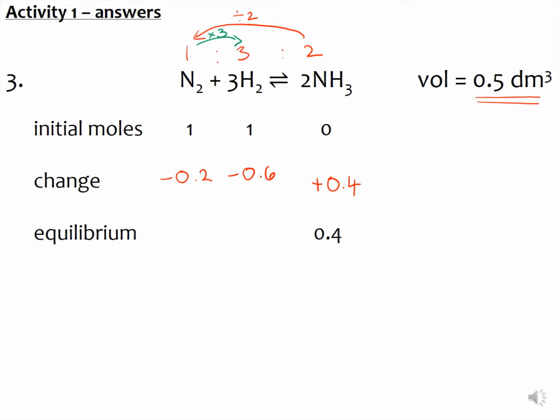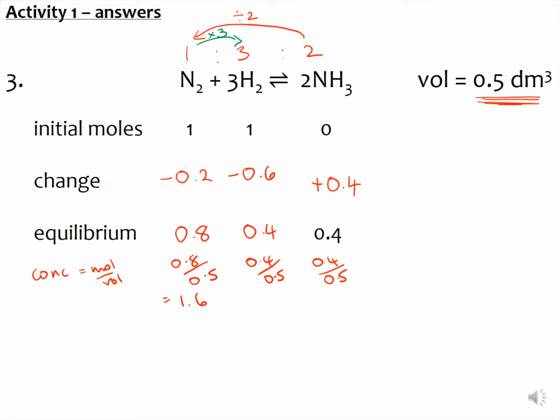So at equilibrium, how much do we have? Well, we have 1 minus 0.2, which is 0.8 moles of N2, and 1 minus 0.6, which is 0.4 moles of H2. We've been given a volume, we've worked out moles, so we now need to do concentration. So concentration is moles over volume. So 0.8 divided by 0.5, 0.4 divided by 0.5, and 0.4 divided by 0.5. So our concentrations are 1.6, 0.8, and 0.8.